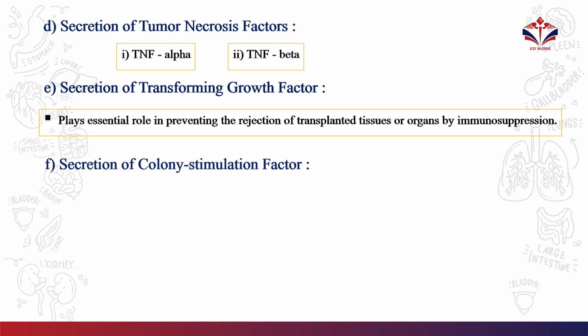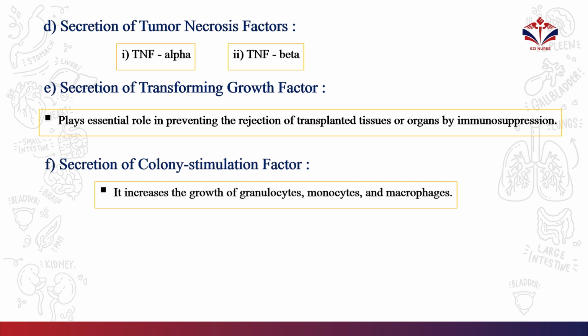And finally, we have the secretion of colony stimulating factor. This factor is very important. This is also called the MCSF, the M colony stimulating factor. What is the function of this factor? It is going to increase the growth of the granulocytes, the monocytes, and the macrophages. So when your granulocytes increase, your number of neutrophils and other cells will also increase. When the monocytes increase, your macrophages will also increase. So these are going to take part in the defense system.